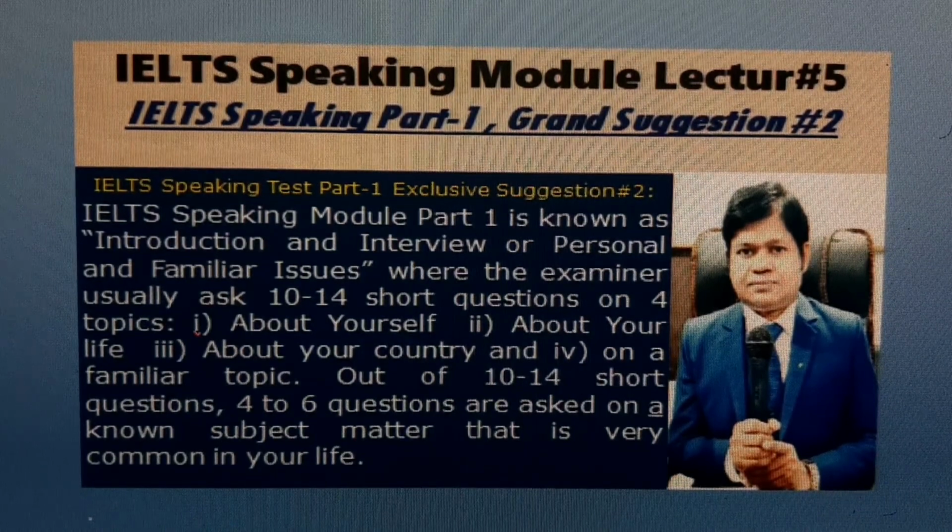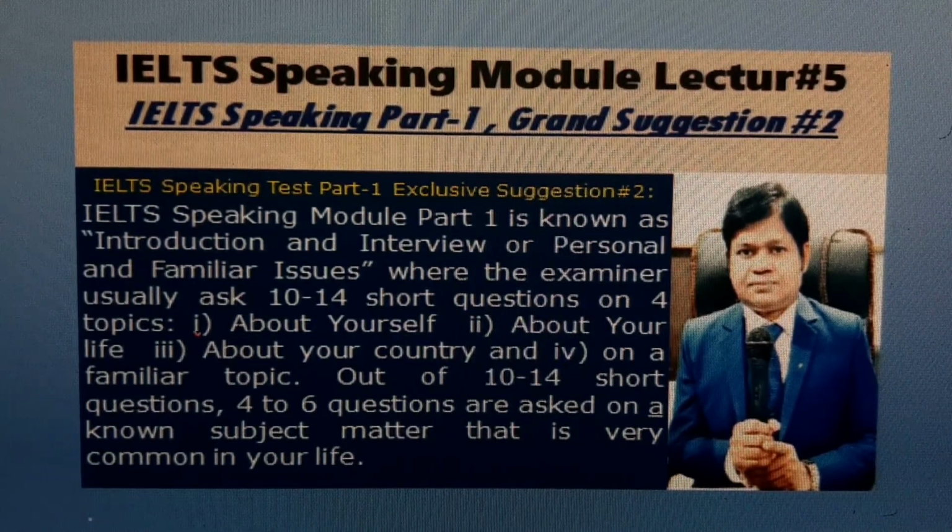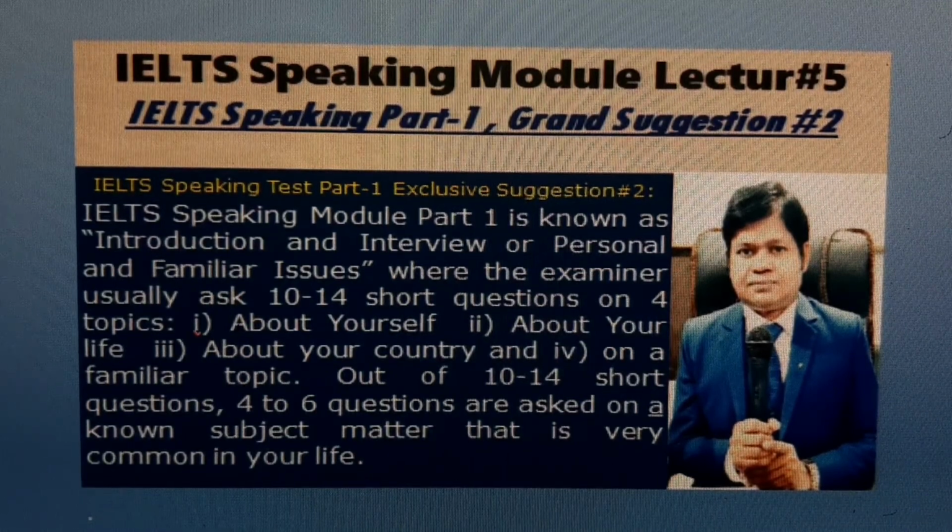In my IELTS Speaking Part 1 Suggestion 1, I have described 1 to 15 familiar topics. Now, I am going to present IELTS Speaking Part 1 Grand Suggestion 2. Here, I will be talking about 10 very important and most common familiar topics numbered 16 to 25 with 6 to 15 probable and suggested short questions which are recurrently asked in IELTS Speaking Test Part 1.